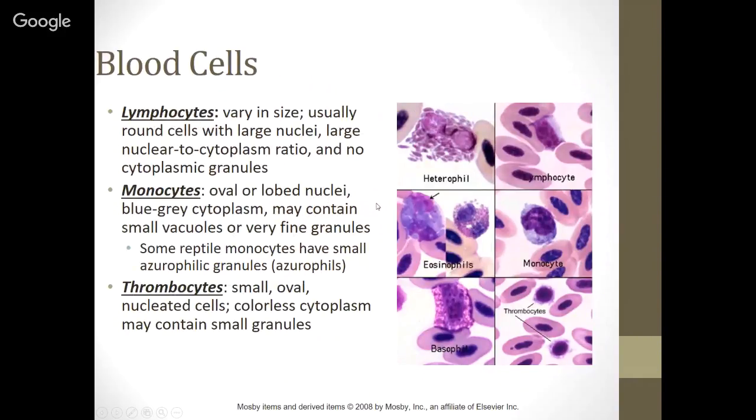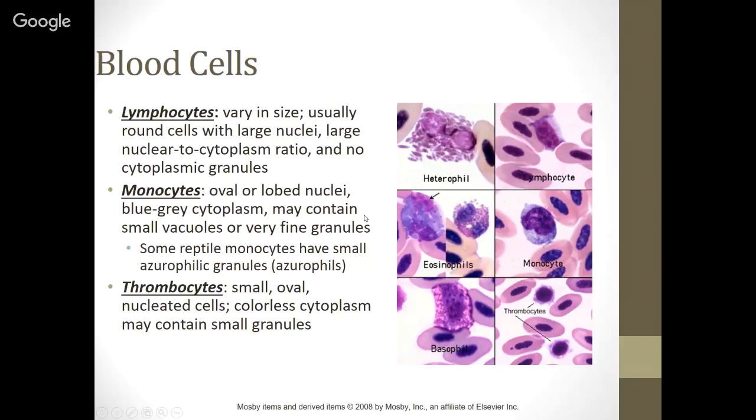More blood cells. Lymphocytes vary in size. They're usually round cells with large nuclei. They're not really, this one is not really round. They have a large nuclear to cytoplasm ratio and no cytoplasmic granules. So they're agranulated, just like in mammals.